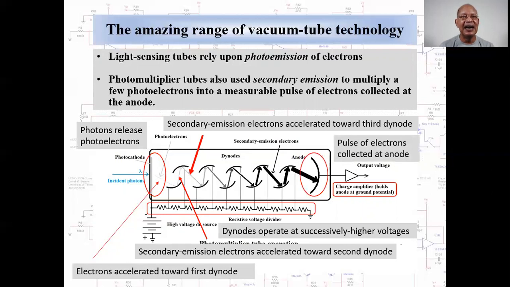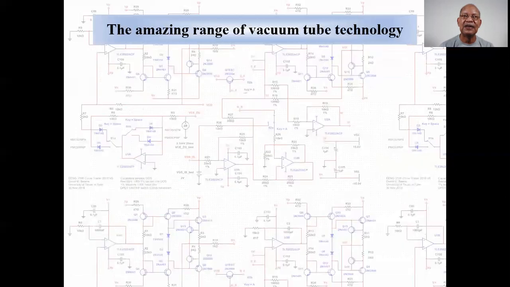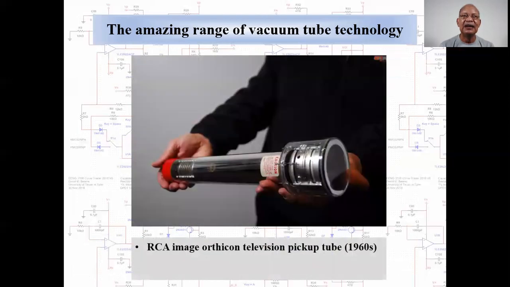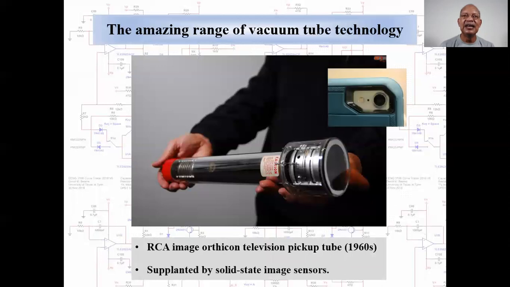At each successive dynode, the electron pulse becomes greater until the pulse is collected at the anode. The charge amplifier produces a voltage pulse from the pulse of electrons. Another example of light sensing vacuum tube technology. This is an RCA image orthicon television pickup tube from the mid-1960s. This technology has been superseded by the solid-state charge-coupled device image sensor.